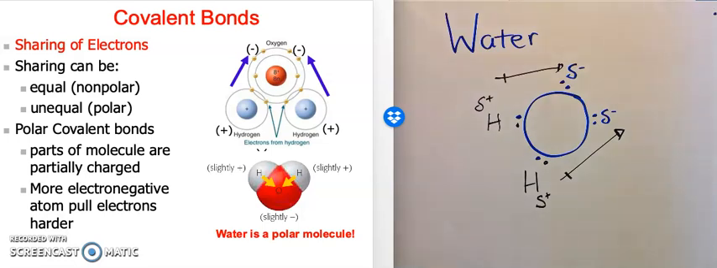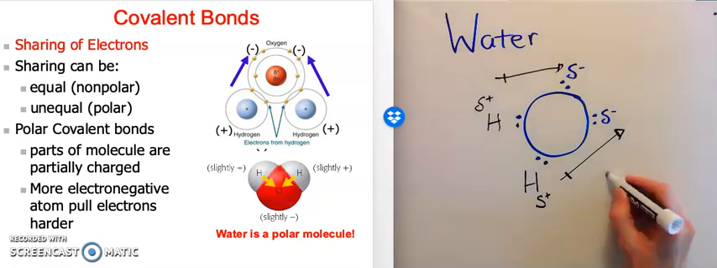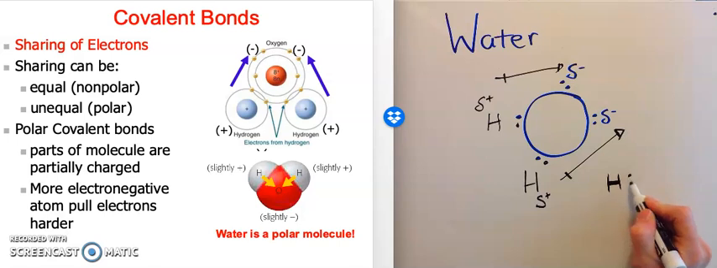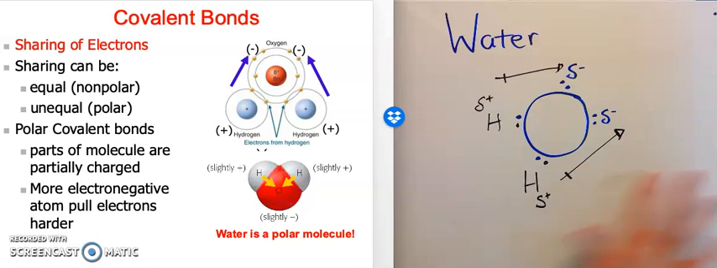You can also have non-polar covalent bonds, where two atoms share electrons equally. So for example, if we had two hydrogen atoms sharing a pair of electrons, they're equally electronegative. And so neither side or the other is going to be more positive or more negative than the other.